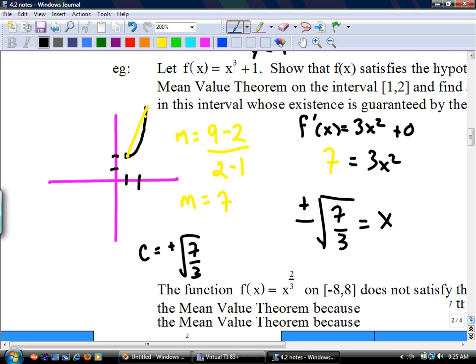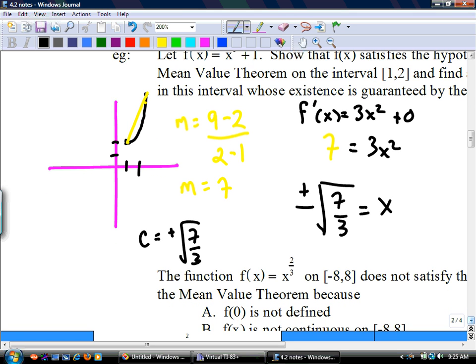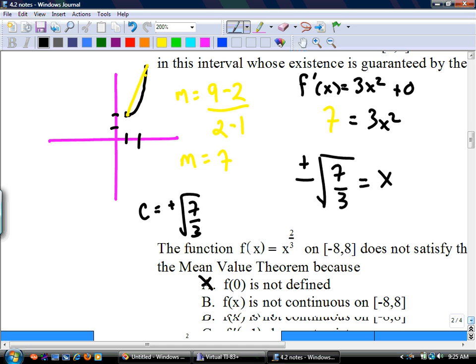The function f of x on the interval -8 to 8 does not satisfy the mean value theorem because f of 0 is not defined. Won't put 0 into that function. 0 to the 2/3 power. 0. So that's false. Okay, B, f of x is not continuous on the interval. Well, I'll draw that function.